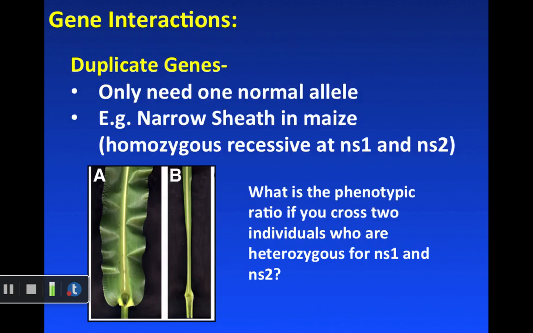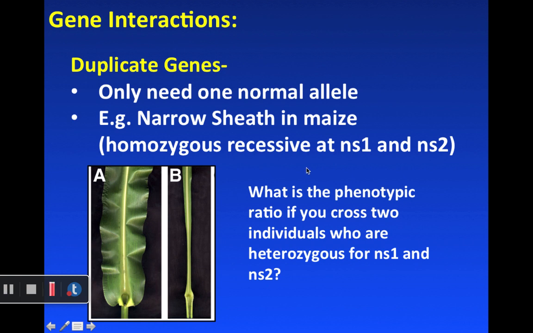Another example: there are situations, very common in plants, where genes are duplicated, and sometimes they do the exact same thing as the gene from which they were copied, and sometimes they can be modified to take on different roles. But let's look at an example of duplicate genes here. In this situation, you might have two genes, but you only need one dominant or one normal allele to produce your normal phenotype. As an example, there's a situation called narrow sheath in maize, illustrated down here in panel B.